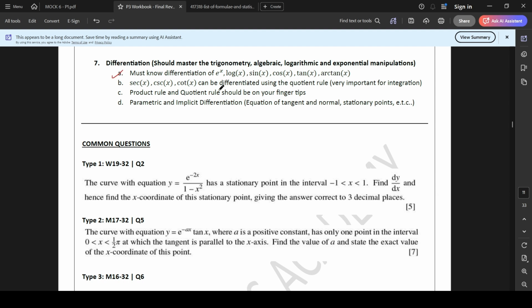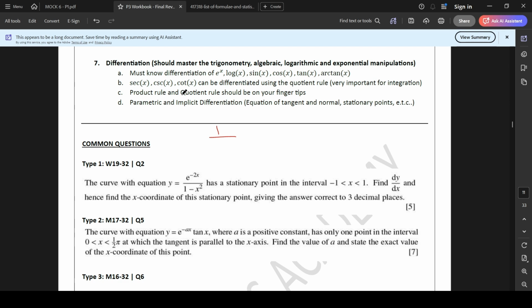The first thing is you must know how to differentiate all of the terms mentioned here, that is the exponential term, log term, trig term, and the arctan term. Then how do you differentiate sec x, cosec x, and cot x, which you have learned in trigonometry, with the help of the quotient rule? Because I know that sec can be written as 1 by cos. So now it's in the format of p over q or u over v, and you know how to implement your quotient rule and differentiate this very easily.